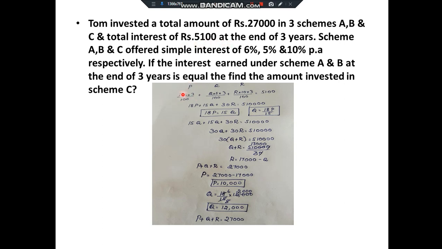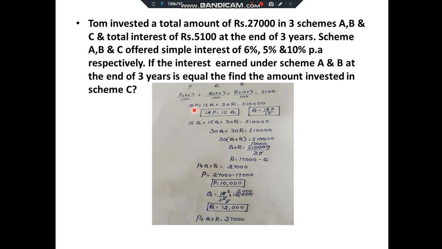First I'll tell you the formula method and then the shortcut. Okay, so formula method means PNR by 100 plus PNR by 100 plus PNR by 100 is equal to 5100. Substitute the values other than principal. Okay, so you get it as 18P plus 15Q plus 30R is equal to 5100. Then this denominator 100 will go to the right hand side, so you get it as 510000.